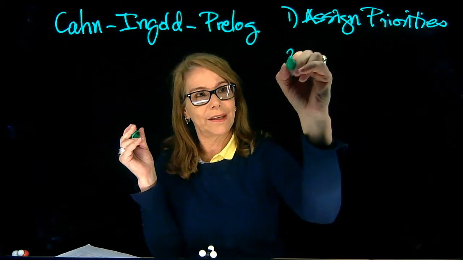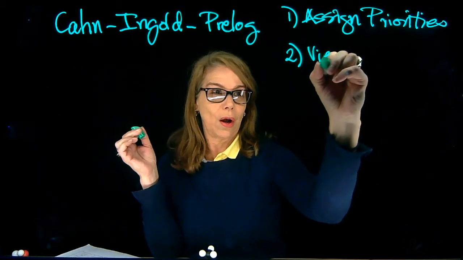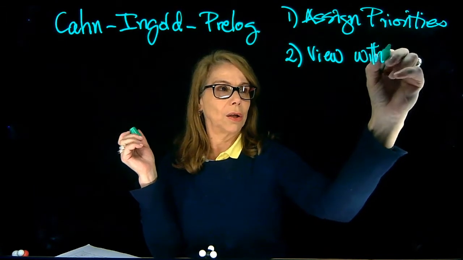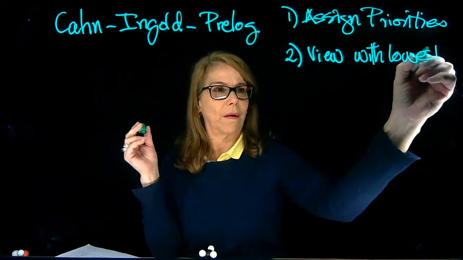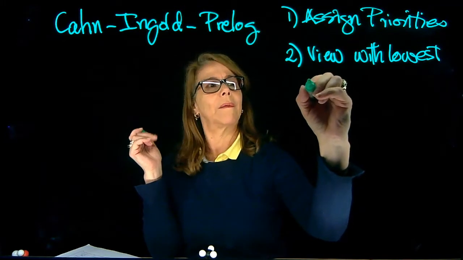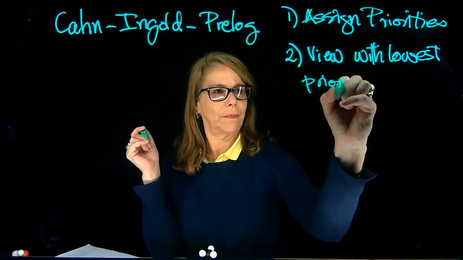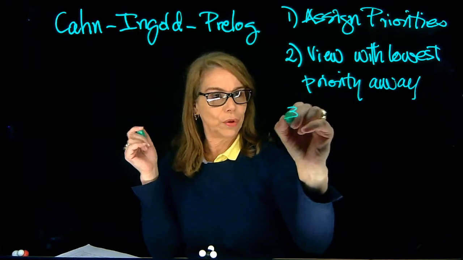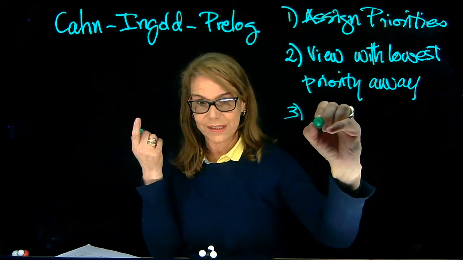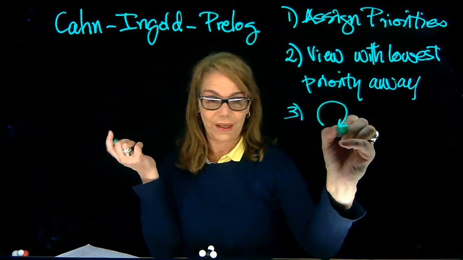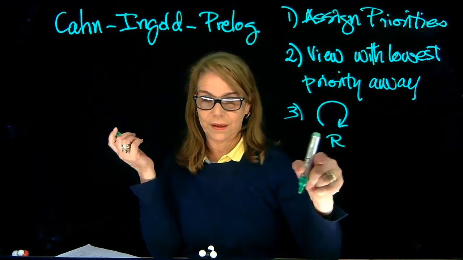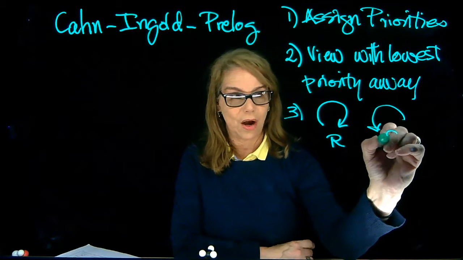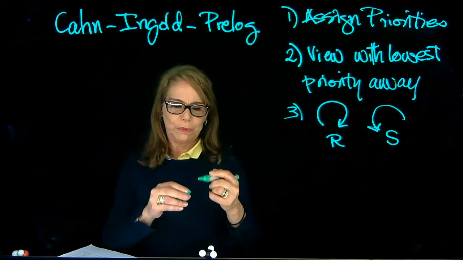Second, we need to view the molecule with the lowest priority away from our view. Lowest priority away from your view. And lastly, we follow the highest priority, then second and third. If you did that rotation clockwise, it is R, the configuration, and if you did the opposite, it is S. So we will be applying that.